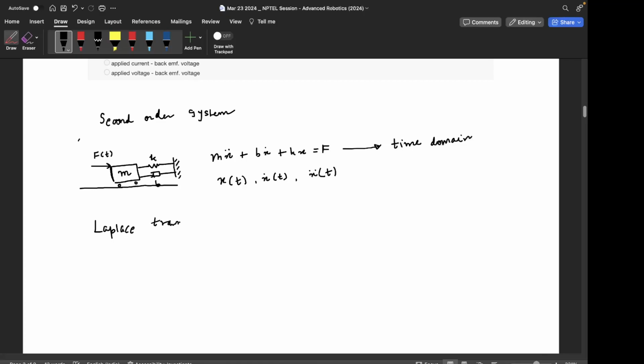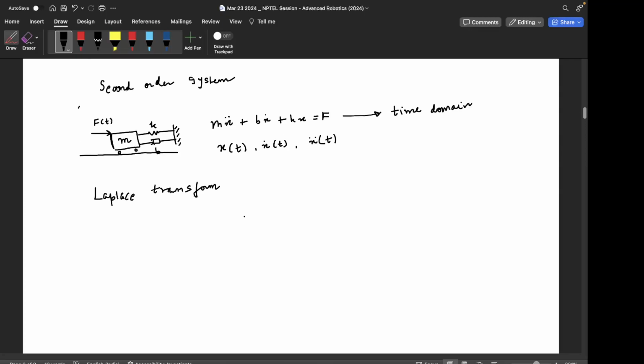I think the Laplace transform has been introduced in the lectures briefly, and I will also go over it once. So what the Laplace transform does is it converts from time to frequency.